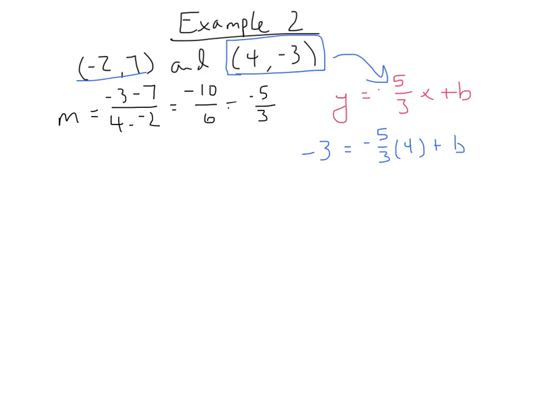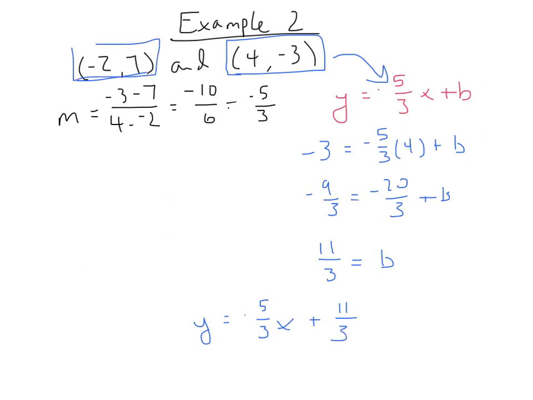I know I'm going to have a denominator of 3, so I'm going to write the left hand side as negative 9/3, which is equal to negative 20/3 plus b. And now I'm going to add 20/3 to each side, so I get that 11/3 is equal to b, which means that my final equation is y equals negative 5/3 x plus 11/3. And again, I could check to make sure that this is correct by plugging both of these in and making sure that I get true equations. Something like 5 equals 5 would be a true equation. If you get something like 5 equals 4, you know that's not true, you've made a mistake, so go back and check your work.